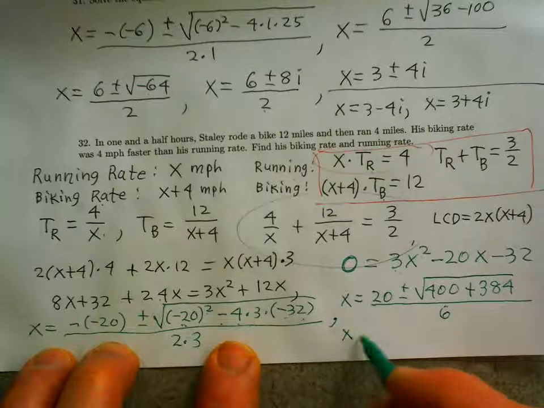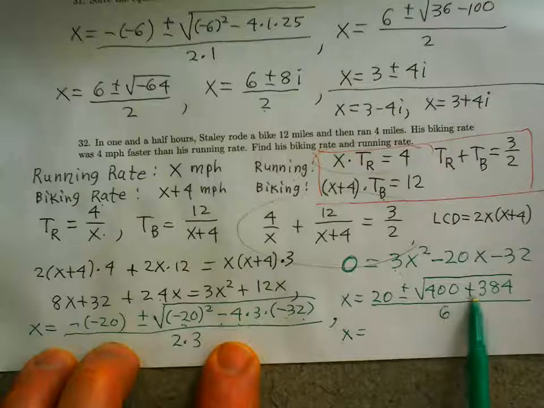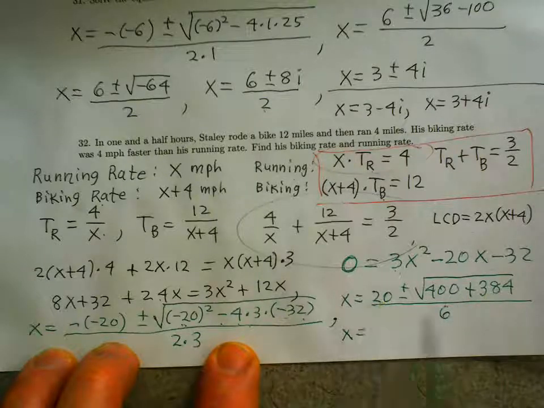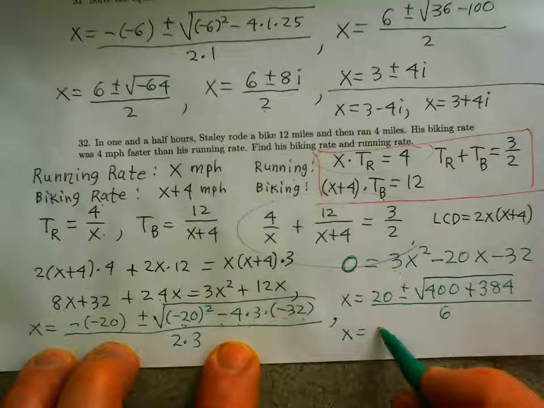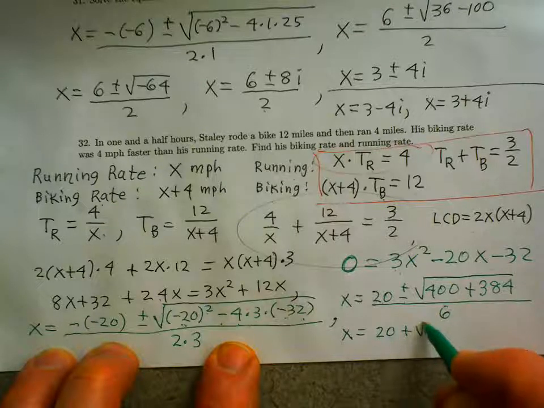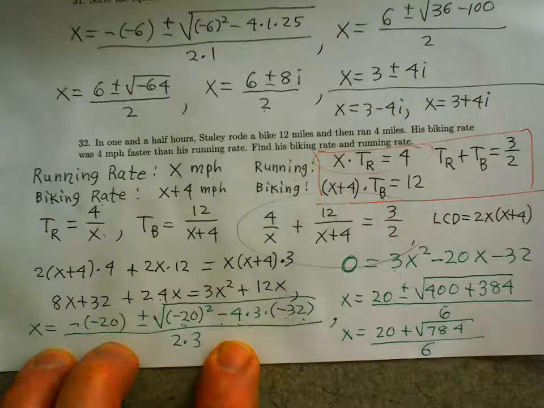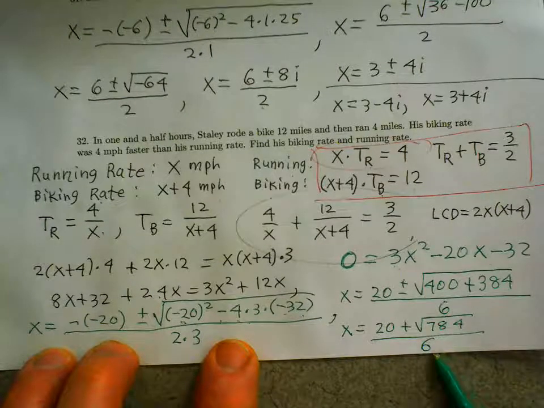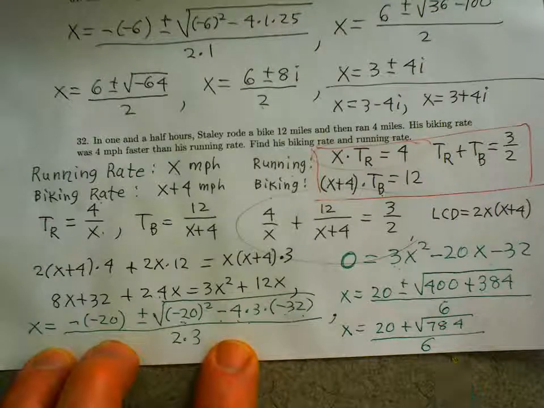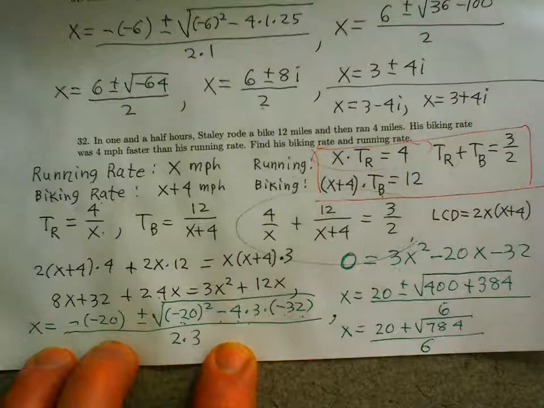So I'll just take it one step further. Notice this number, the square root of 400 plus 384, is bigger than 20. So we don't want the negative solution. So we just want the solution we get by adding. So 20 plus the square root of 784 divided by 6. So you can use a calculator for that. The directions don't say anything about rounding.